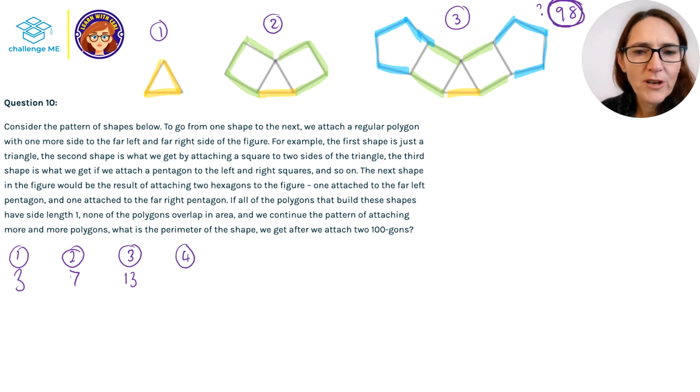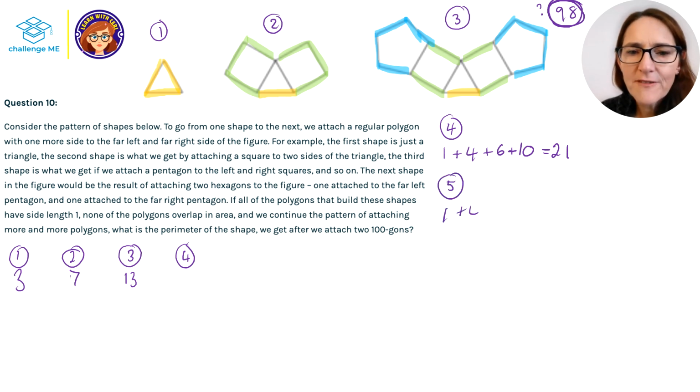On the 4th one, let's just think what happens. We're going to have 1 from the triangle, 4 from the squares. Currently we've got 8 in the 3rd pattern from the pentagons, but that's going to reduce to 6 because they're going to touch the new hexagons. The new hexagons have 6 sides, but one of them touches, so we've got 5 and 5 makes 10, so we've got 21 there. Okay, perimeter of 21.